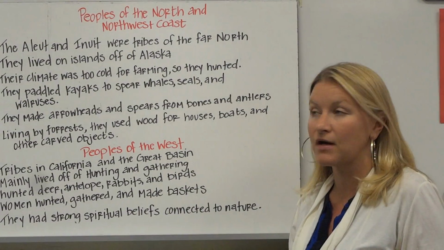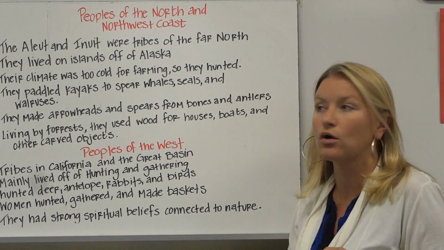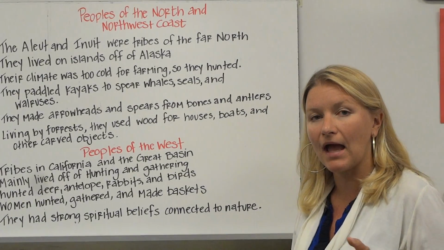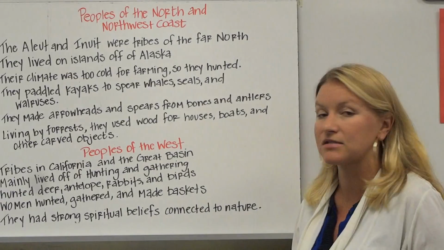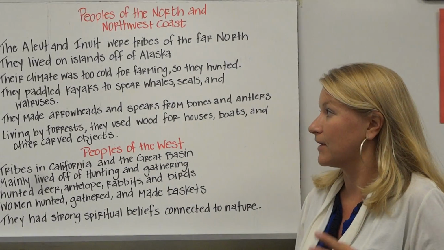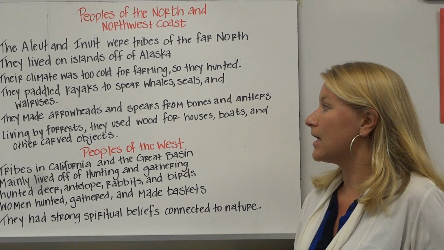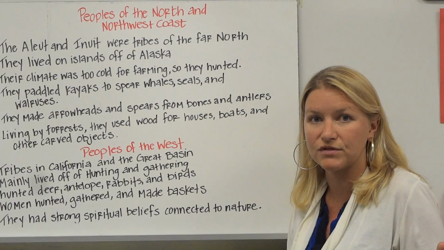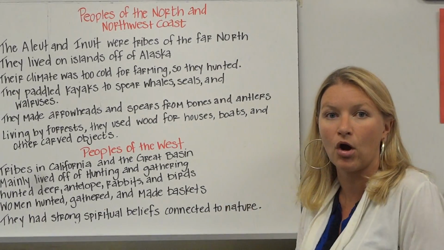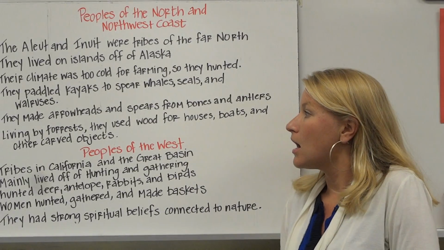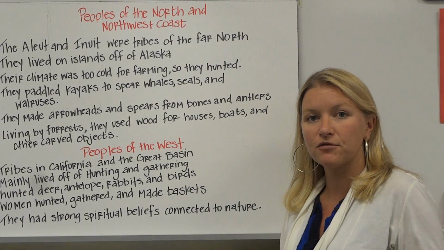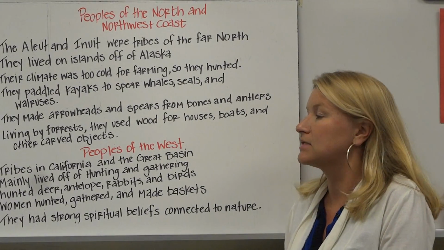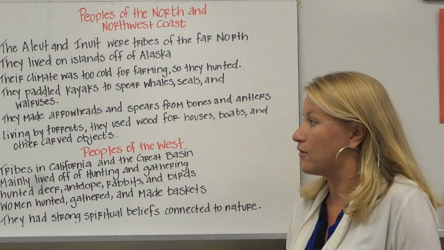Their major source of hunting was whales, seals, and walruses. They actually used kayaks to reach those areas where those animals were living. They made arrowheads and spears from the bones and antlers of the animals that they hunted. Caribou was a big part of the tundra up there. And if they lived by forests, they used wood for houses, boats, and other objects that they might have carved.